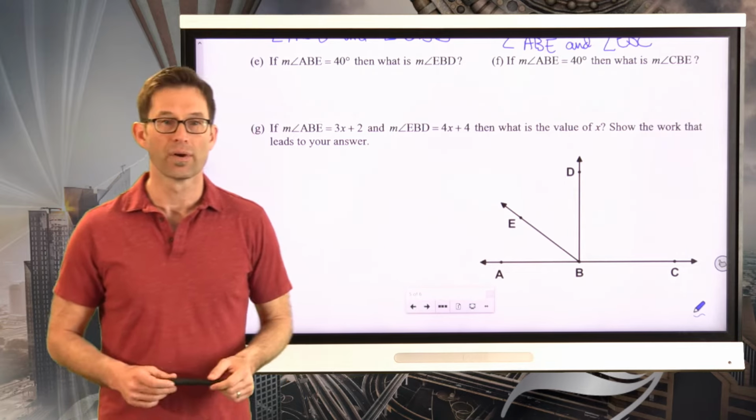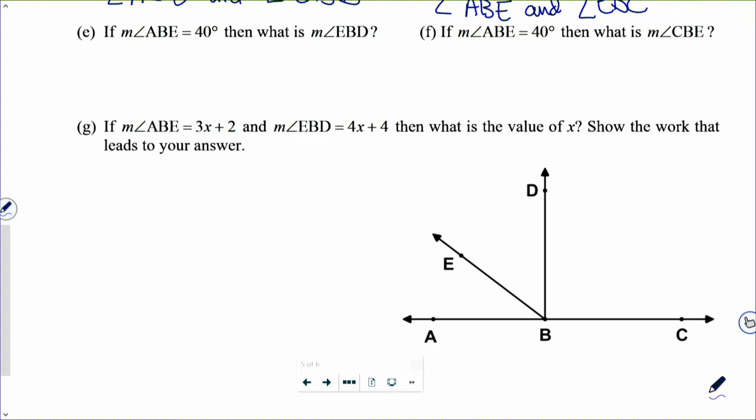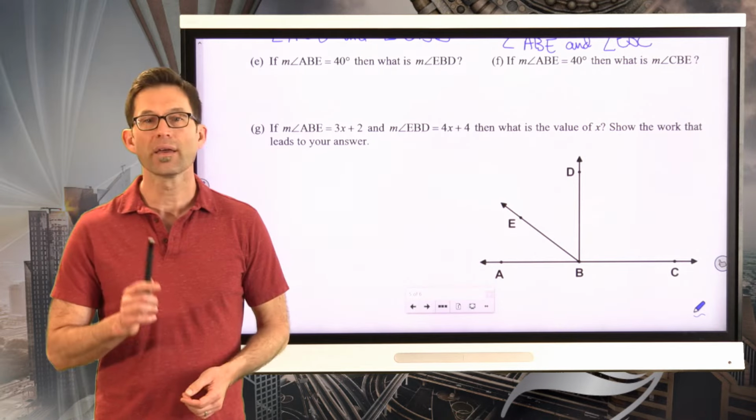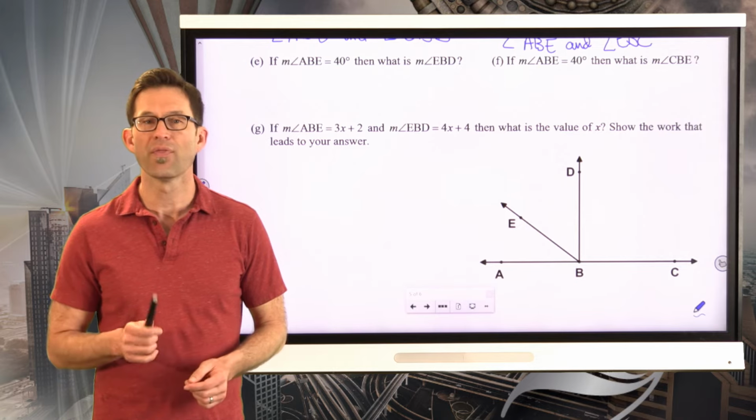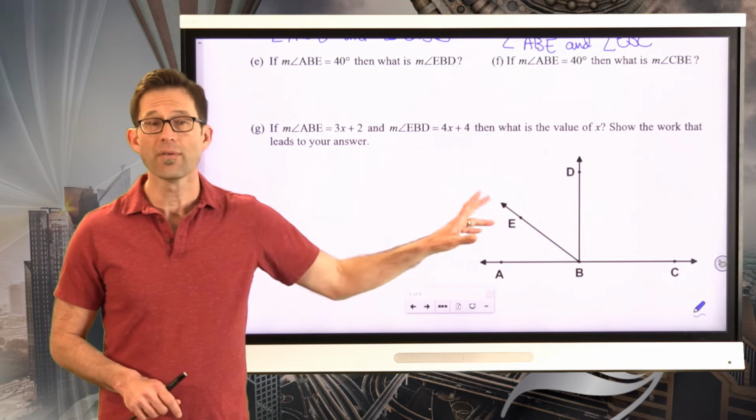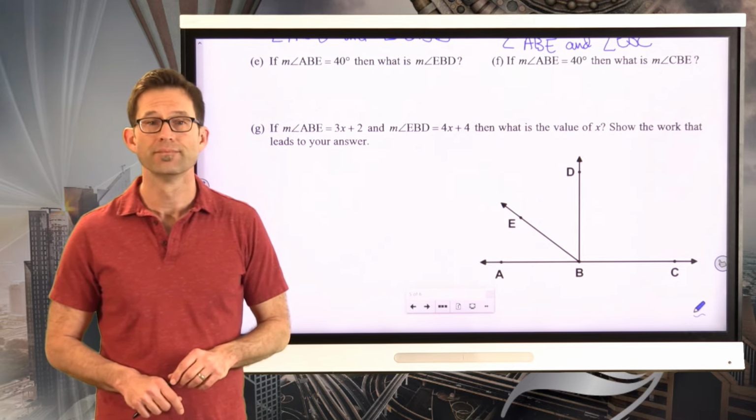So let's take a look at letter E. If the measure of angle ABE equals 40 degrees, then what is the measure of angle EBD? I'd like you to pause the video right now and think about this a little bit. Draw stuff on the diagram. It'll help.